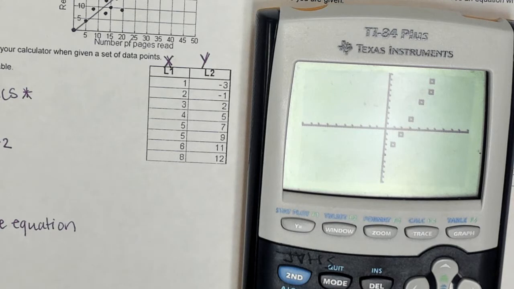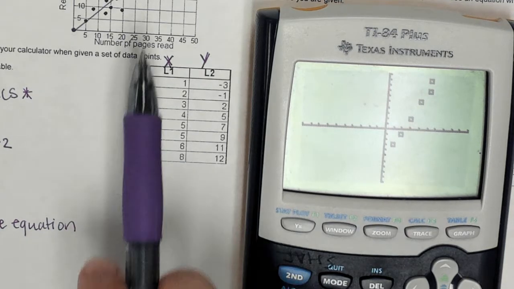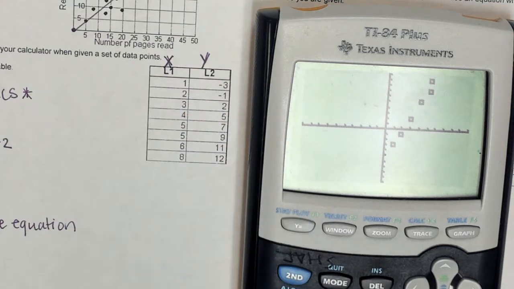So are those points pretty tightly in a line almost? Yeah. I would say that's pretty strong because that's almost a line, right? Okay, so its R value would be probably pretty close to a positive 1. Okay, now we're going to calculate the line of best fit.